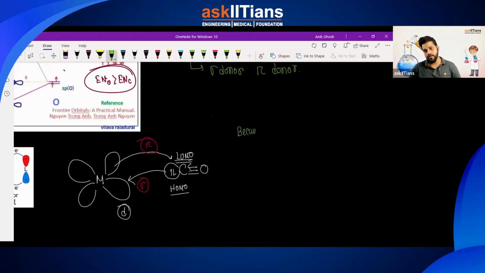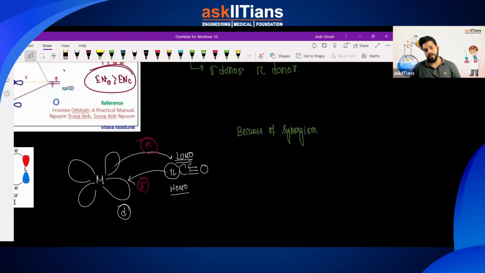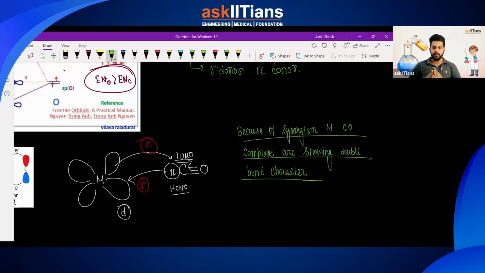Because of synergism, metal carbonyl complex are shown in double bond character. Double bond character. That's it, guys. Now, because of this reason, guys, carbonyl systems are strong ligands. Because other ligands are connecting, but carbonyl systems are connecting with multiple bonds. So that's why they are strong ligands.